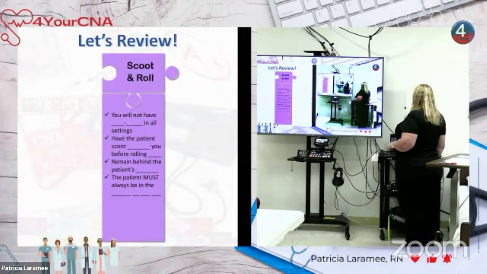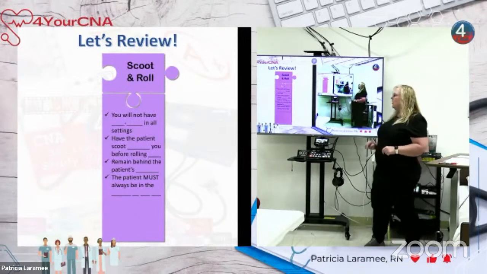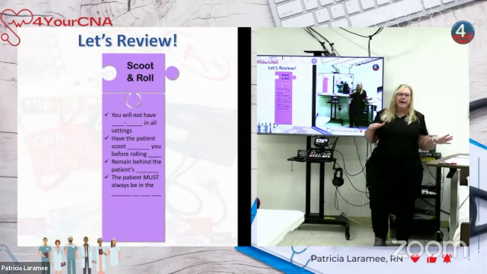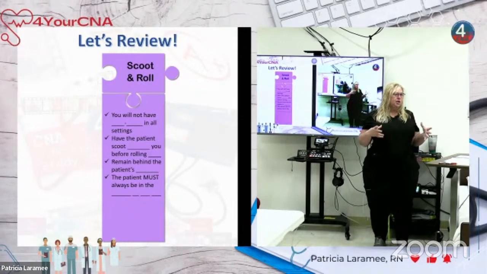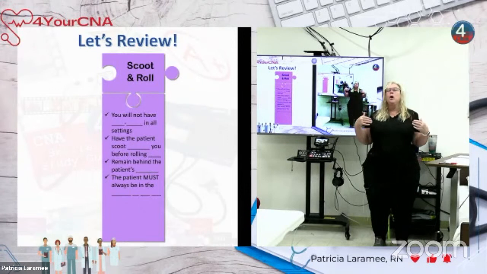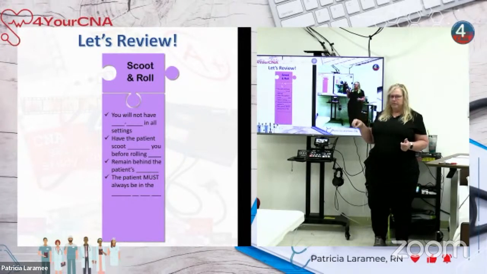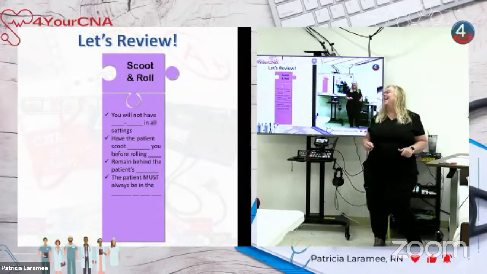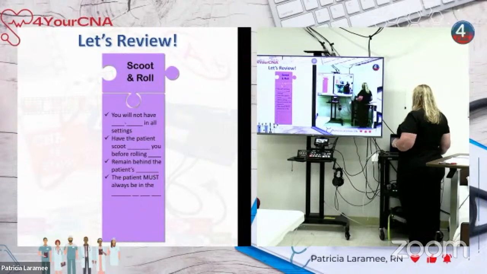Okay. The patient has to always be in the middle of the bed, always. So it doesn't matter whether they're on their back or on their side. At the end of whatever motion we're doing, they have to be in the middle of the bed. So if we're going to turn a patient onto their side, that means we've got to scoot them toward us first and then roll them. Which way are we rolling them? Toward us or away? Away. Very good. We remain behind the patient's behind. Yeah. Back, but any of the B words will work. Okay. And remember, the patient must always be in the middle of the bed.